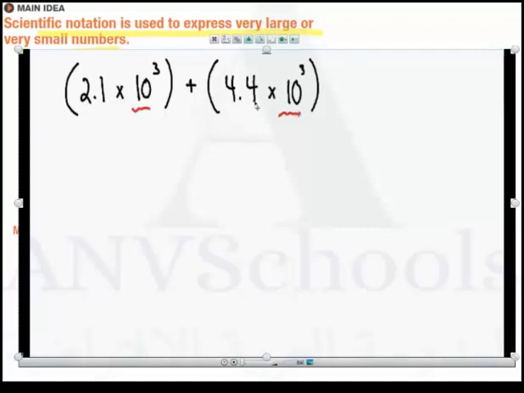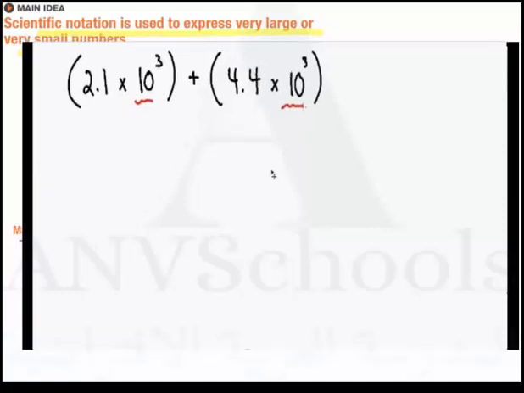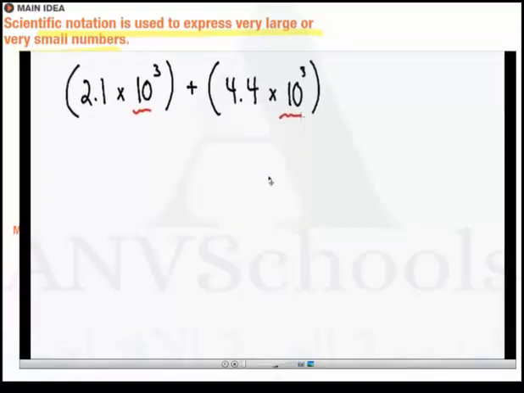So in adding and subtracting, the rule is that the powers of 10 need to be the same. If they are not the same, we have to adjust them to be the same.